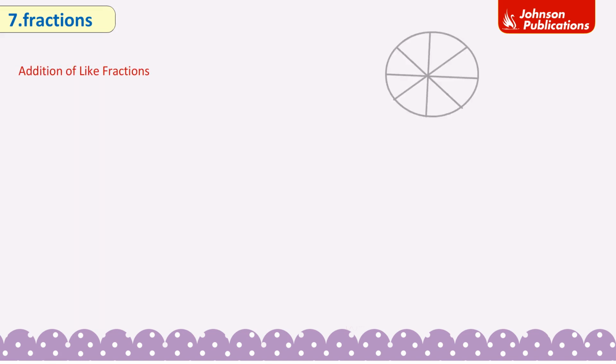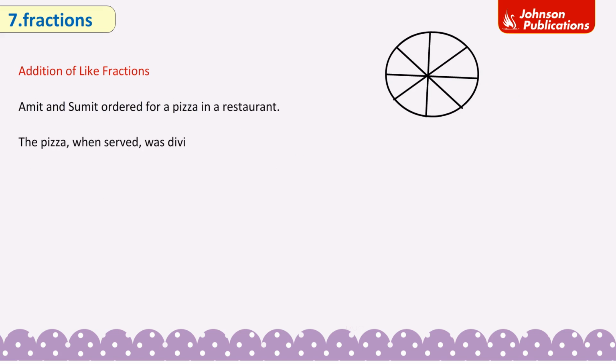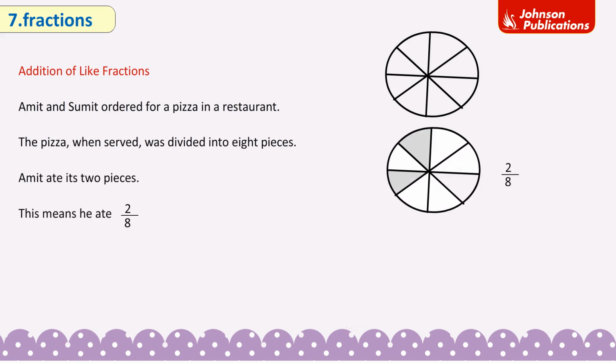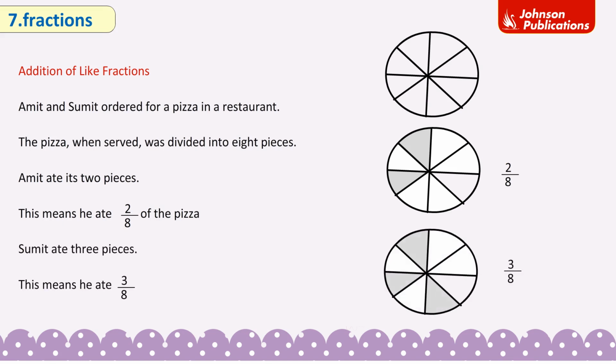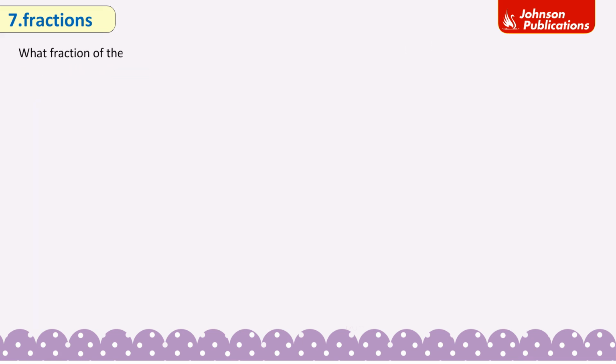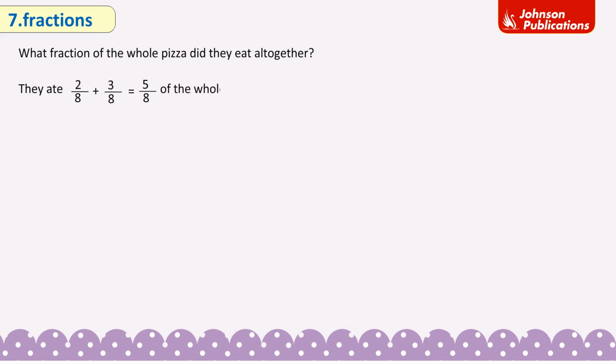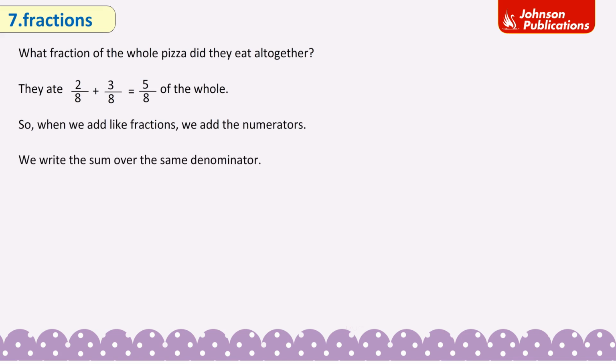Addition of like fractions. Amit and Sumit ordered a pizza in a restaurant. The pizza was divided into 8 pieces. Amit ate 2 pieces. This means he ate 2 by 8 of the pizza. Sumit ate 3 pieces. What fraction of the whole pizza did they eat altogether? They ate 2 by 8 plus 3 by 8 is equal to 5 by 8 of the whole. So, when we add like fractions, we add the numerators. We write the sum over the same denominator.